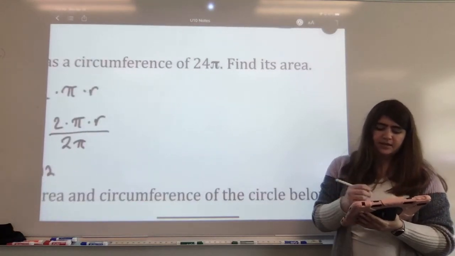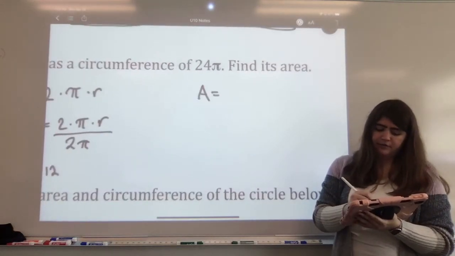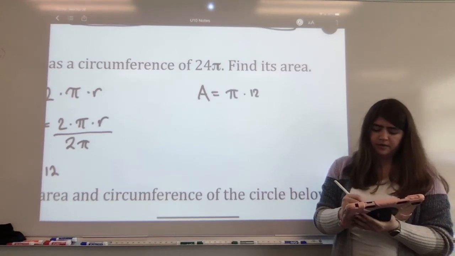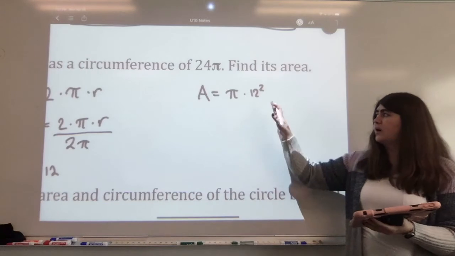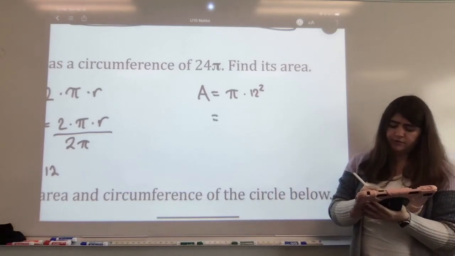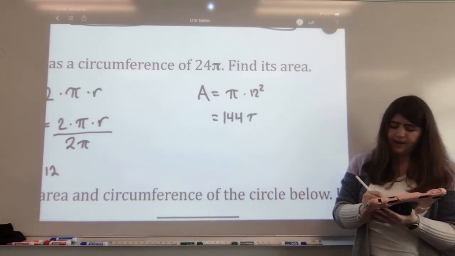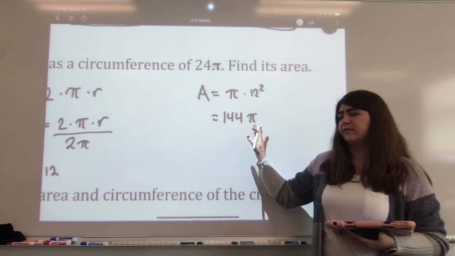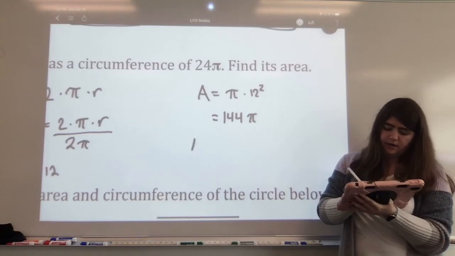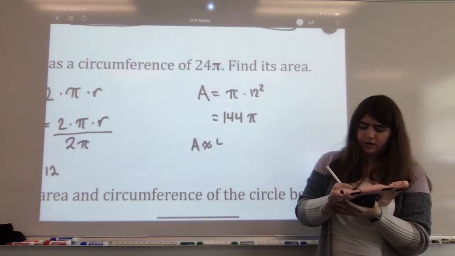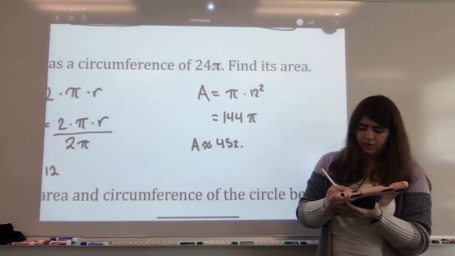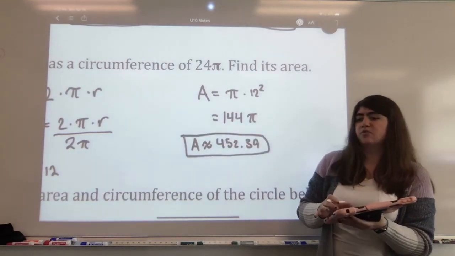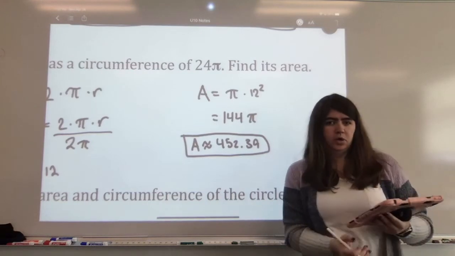So now I take that 12 and I plug that into my area formula. So area is equal to pi times r squared, so that's 12 squared. 12 squared is 144, so I have 144 pi. When I plug this into my calculator, that gives me that I have an area of approximately 452.39. And whatever that is, the units would be squared if we knew what our units were.